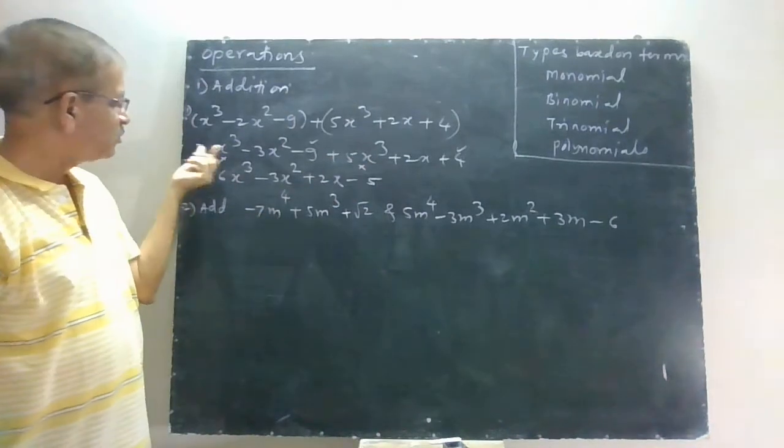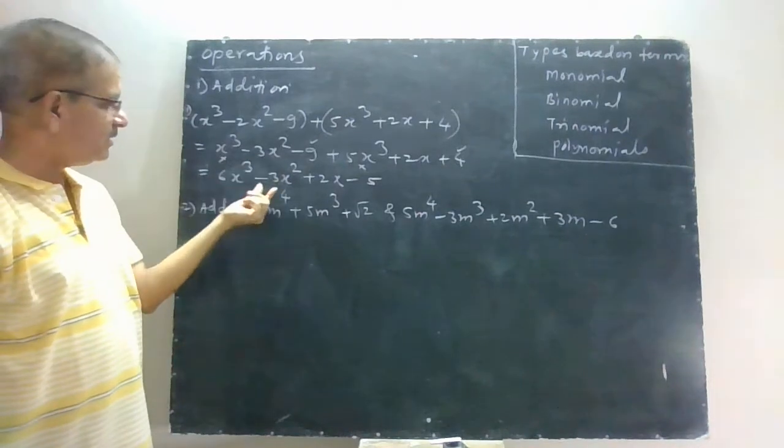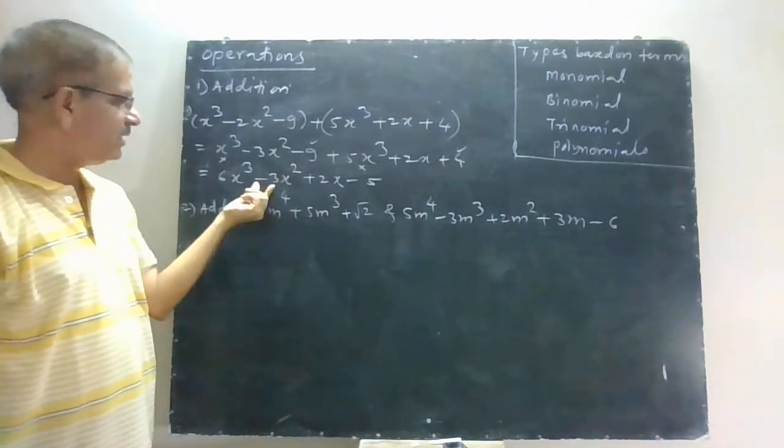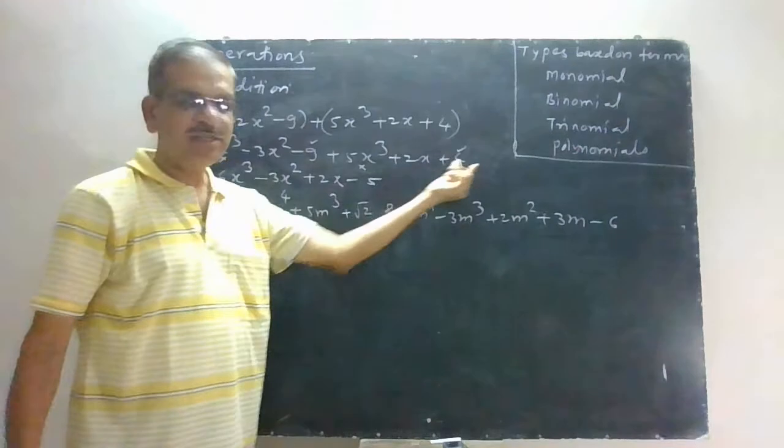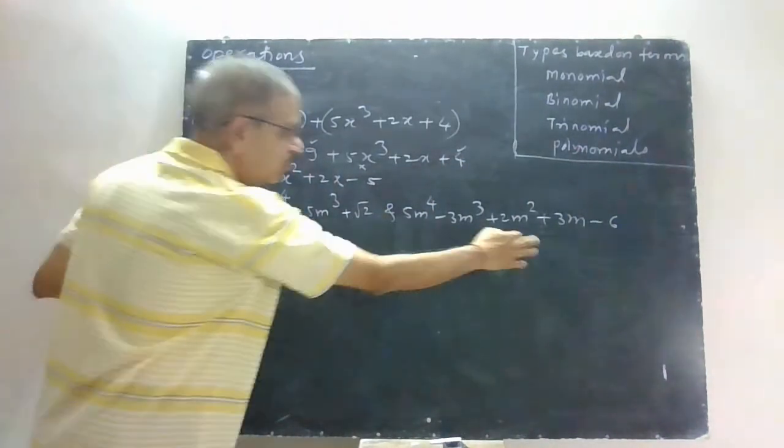X cube and x cube, here it is 1 and here it is 5, so that's why it becomes 6. X square, there is no term of x square, so you have written the same. Now it is minus 9 plus 4, that is minus 5. So it is normal addition. Now add these two polynomials.